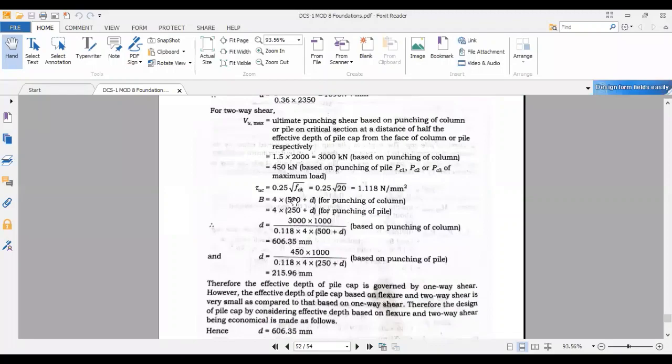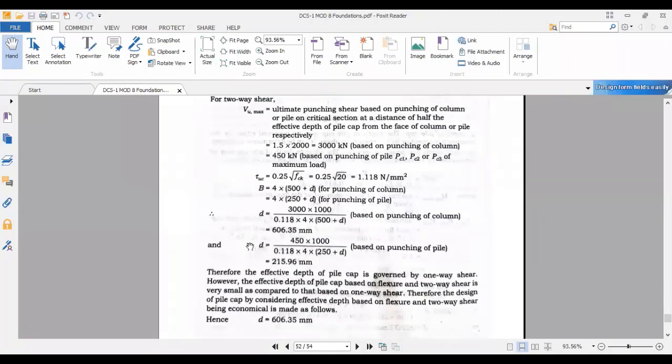So using these two, we get the value of D for punching of column as D is equal to 3000 into 1000 upon 0.118 into 4 into 500 plus D. This is the value of D. So we get it as 606.35 mm.